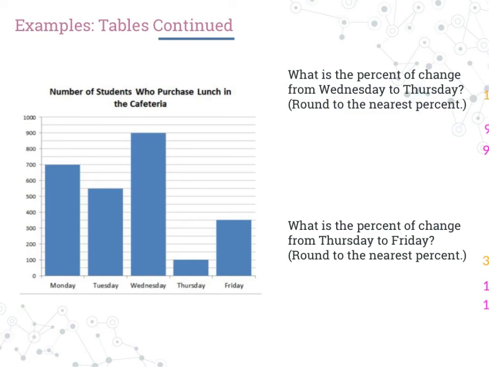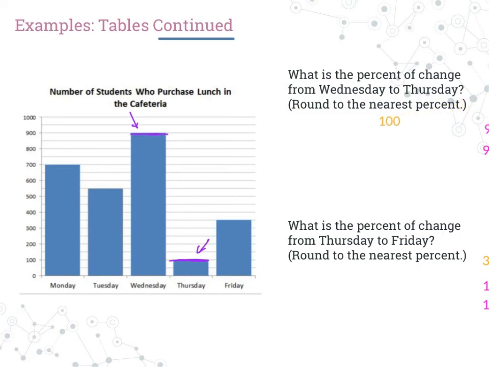So in order to figure out what Wednesday and Thursday are, we have to take a look at our graph. So I'm taking a look at Wednesday, and it looks like Wednesday, the number of students is at 900. And I have to take a look at Thursday, and it looks like my students there are at 100. So now that I know the two amounts, I have to figure out which one is the new and which one is the old. Well, since Thursday comes after Wednesday in the days of the week, I know Thursday is going to be my new.